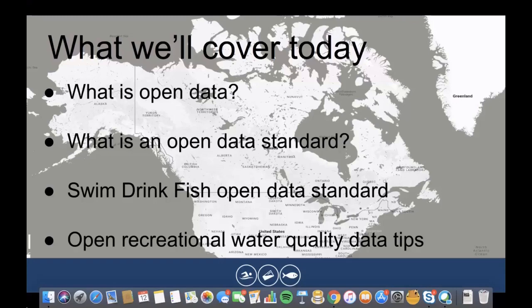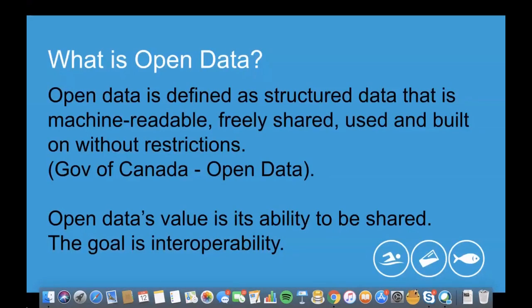So what we're going to focus on today is an introduction to open data. I'm going to introduce you to what open data is and why it's important. And specifically, I'll talk about the importance and the impact of open recreational water quality data. I'm going to introduce you to our open data standard, the SwimFish open data standard for the automated exchange of recreational water quality data. And finally, I'll try to tackle the challenges of working with recreational water quality data, and I'm going to provide some tips and some guidance on some easy things you can do to open your own data.